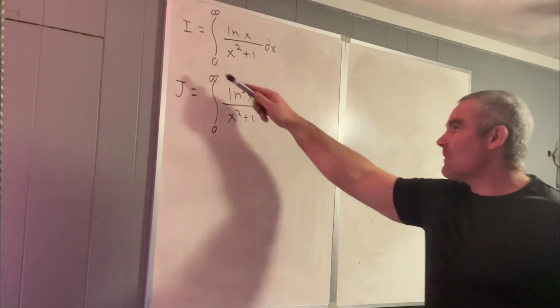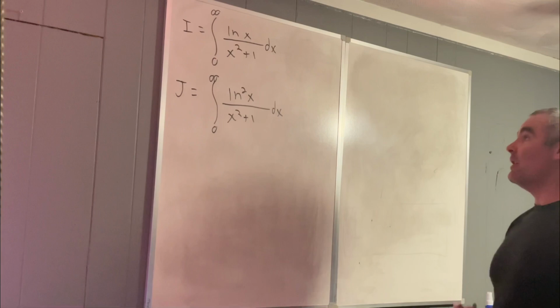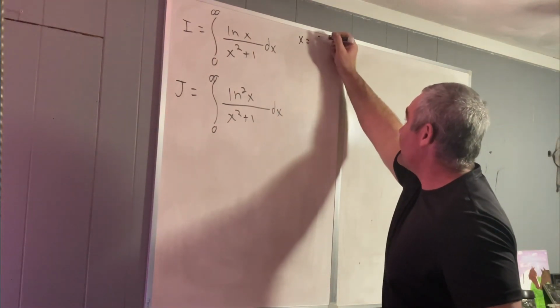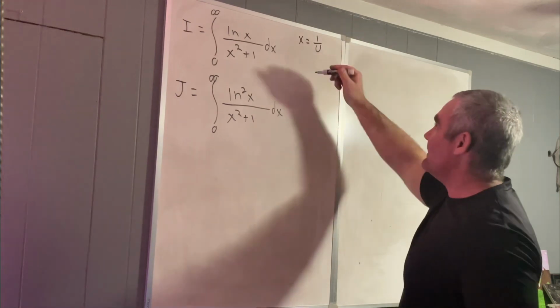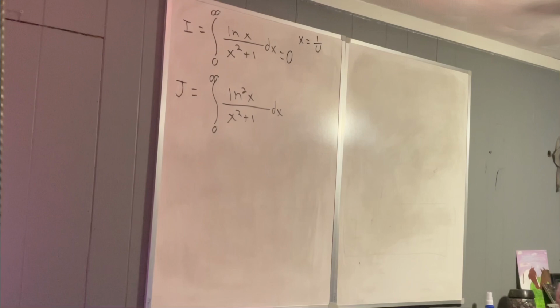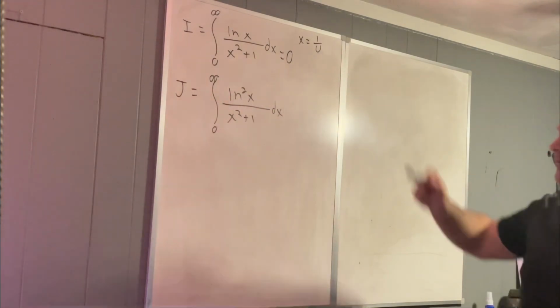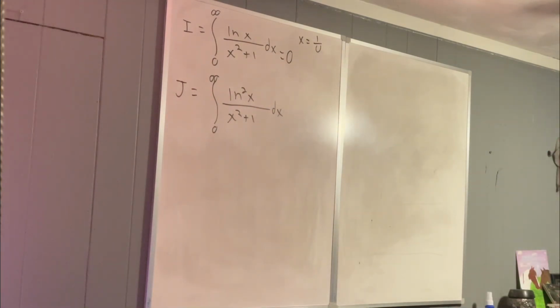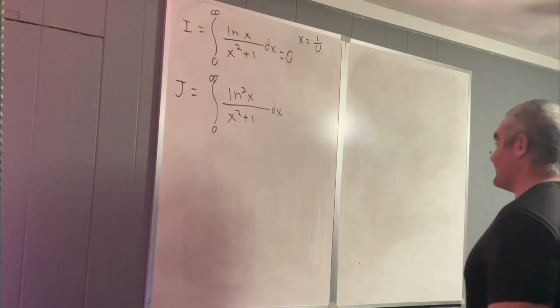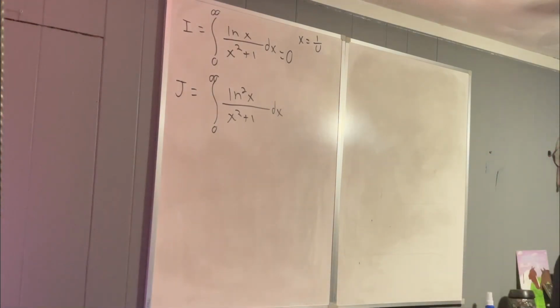This one, I'm not going to spend a lot of time on. All you do is make the following substitution. x is equal to 1 over u, and then you'll find that this is equal to 0. You'll just get back the negative of itself, meaning I is equal to negative I. Therefore, I is equal to 0. So, yeah, that's it for that one. Now, this one is more difficult.